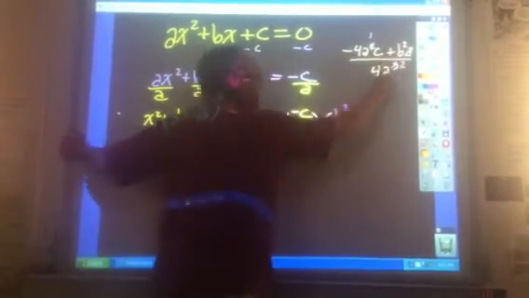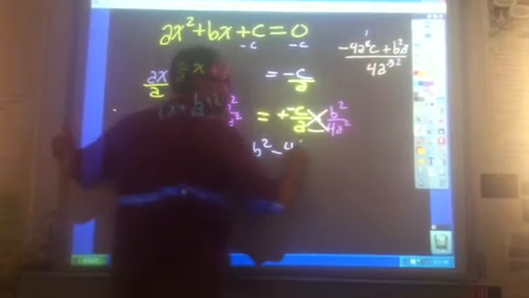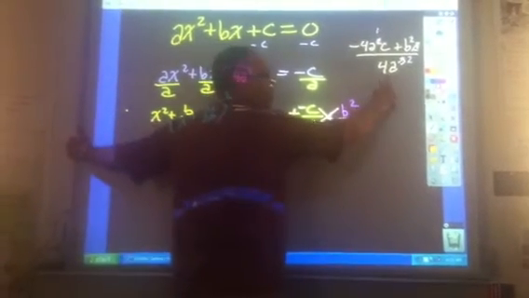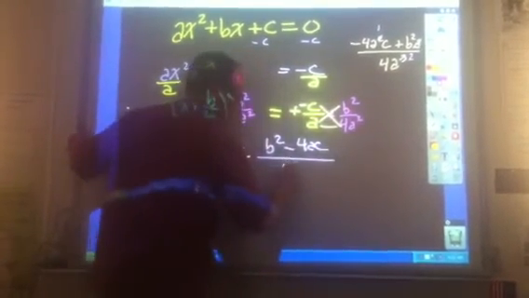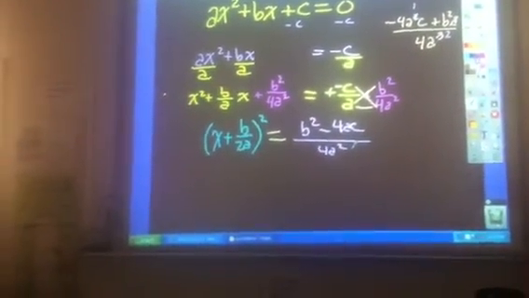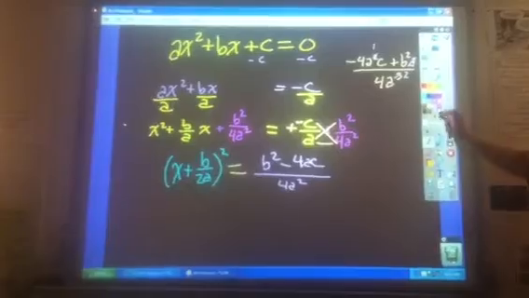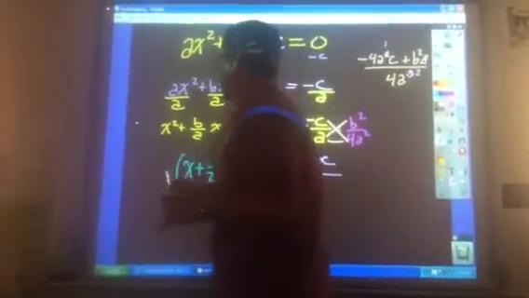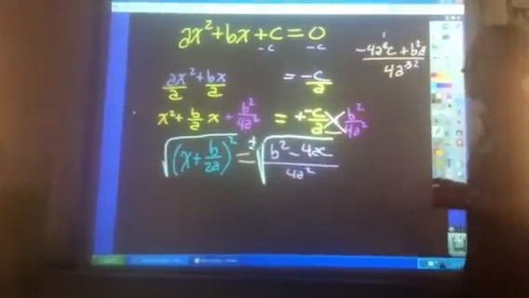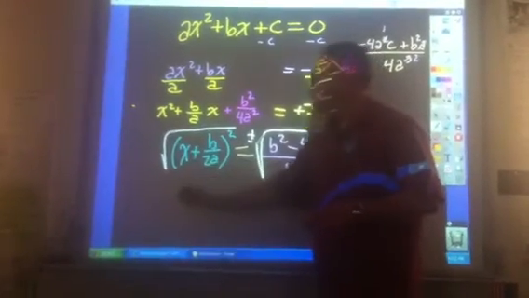I have b squared minus what? What's right next to the b squared? 4ac. Minus 4ac, all over what's on the bottom now? 4a squared. Still with me? Okay. What should I do to both sides? Take the square root of each side. And I know if I take the square root, I need plus or minus. Still with me? If I take the square root of something squared, I'm left with just what's here.